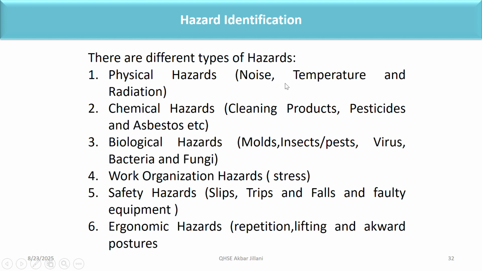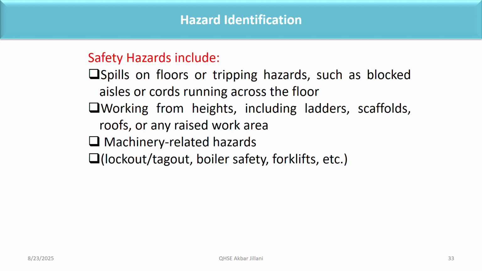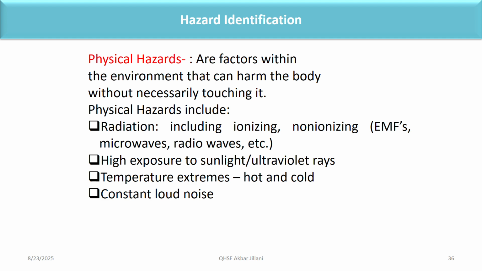Hazard identification. Physical hazards like noise, temperature, and radiation. Chemical hazards like products. Then biological hazards like mold, insects, pests, viruses, bacteria, and fungi. Work organization hazards like stress. Then safety hazards: slips, trips, falls, and faulty equipment. Ergonomic hazards: repetition, then lifting and awkward posture. So now we will skip this.